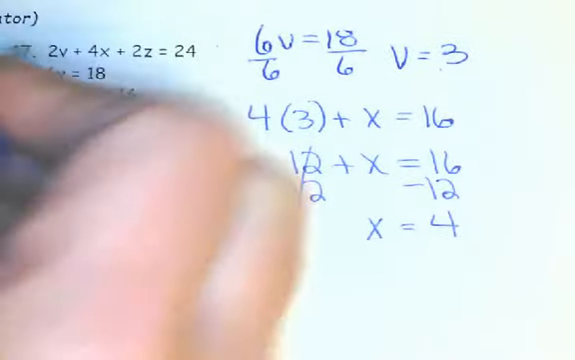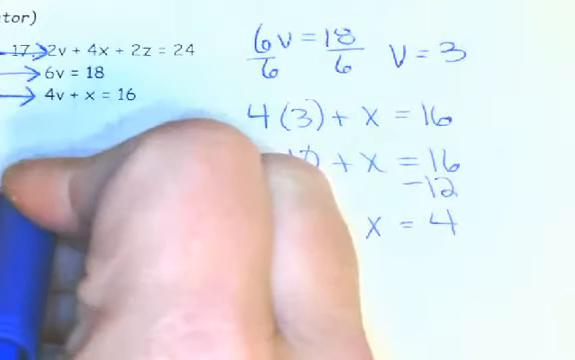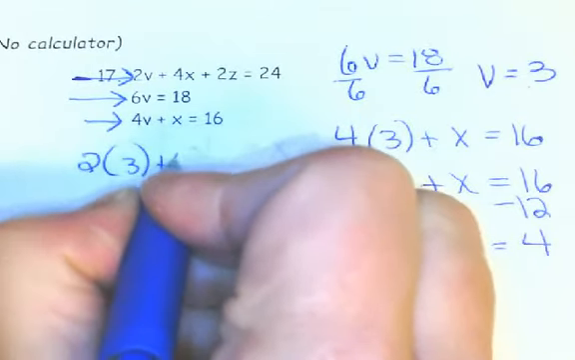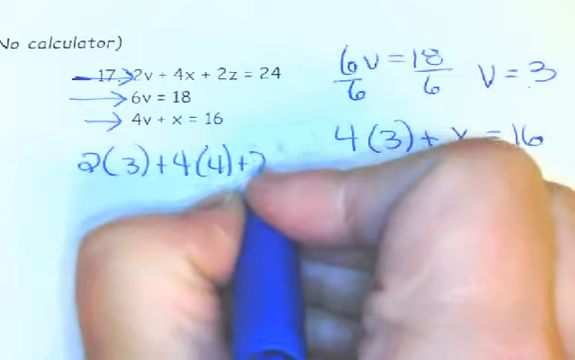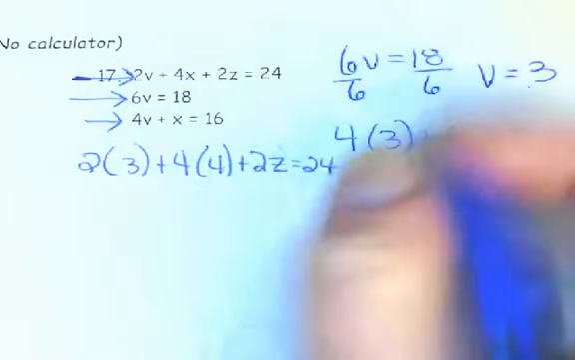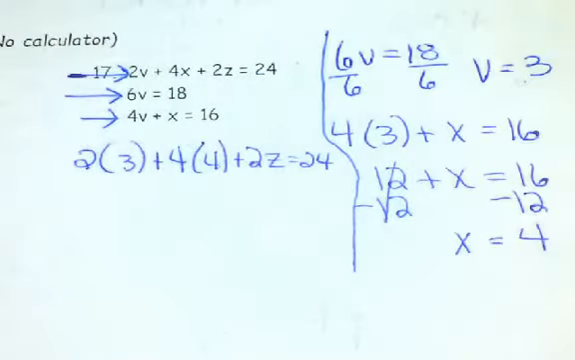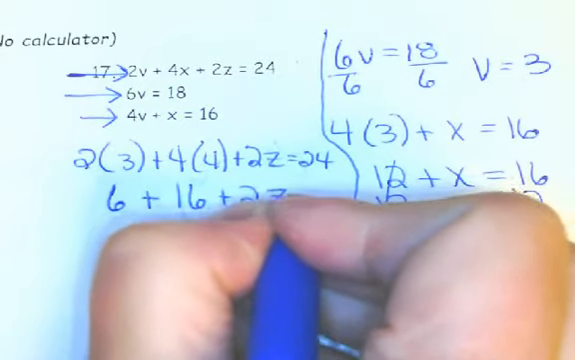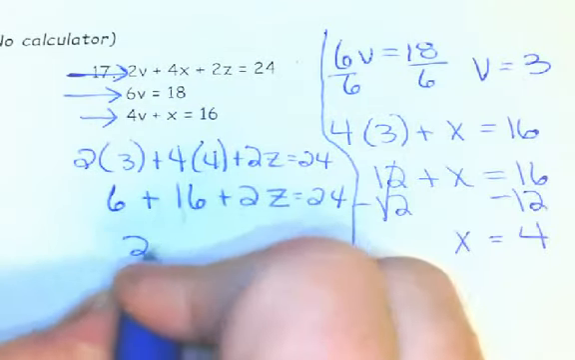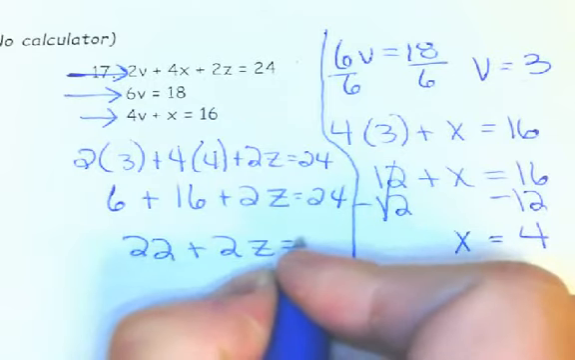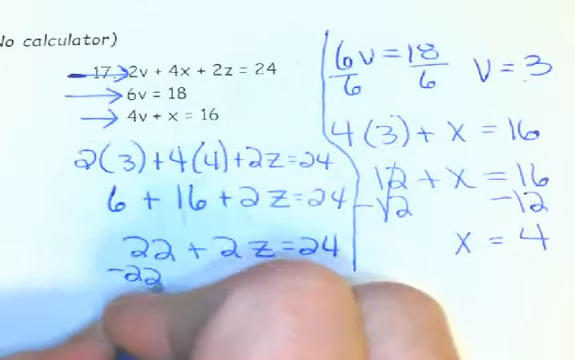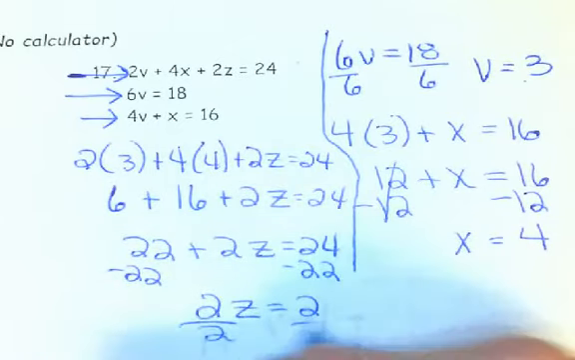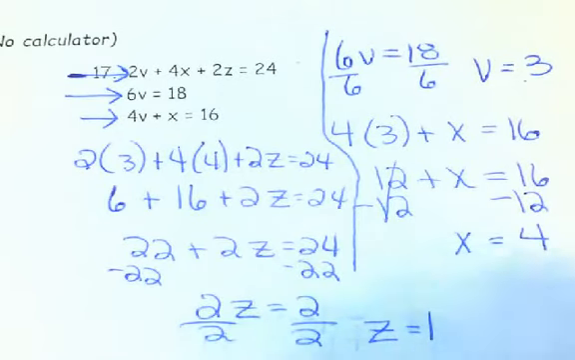Okay, now I'm going to go to the top one. I know what v is. So I've got 2 times 3 plus 4 times 4 plus 2z equals 24. Kind of had to get a little smaller there. All right, this is 6 plus 16 plus 2z equals 24. This gives me 22 plus 2z equals 24. Minus 22, minus 22. 2z equals 2. Divide by 2. z equals 1.